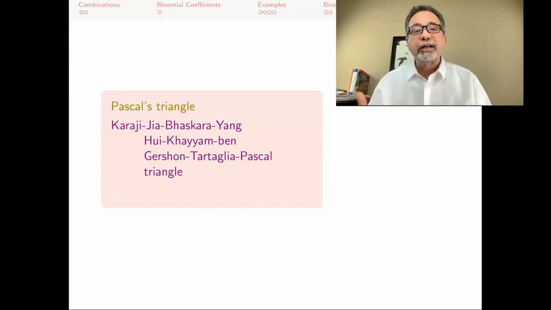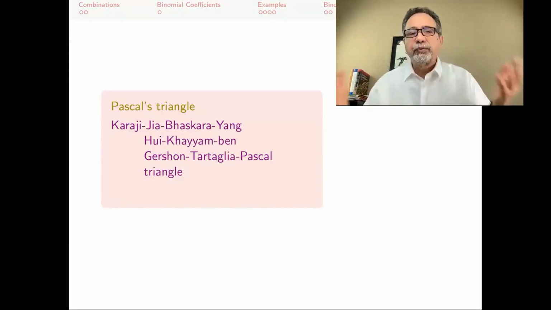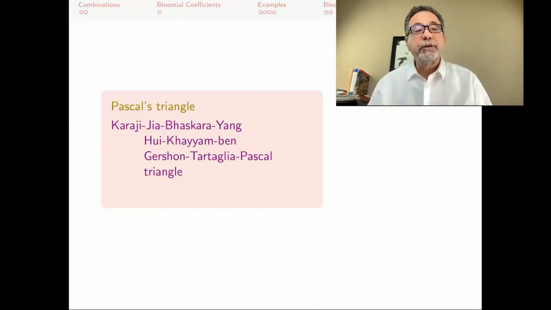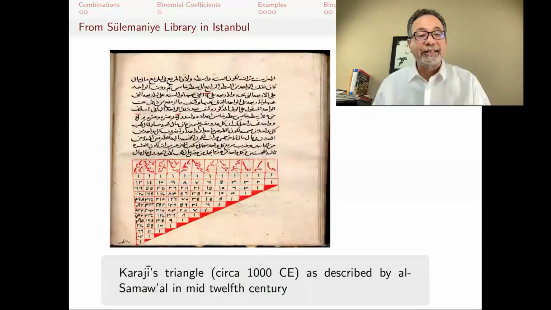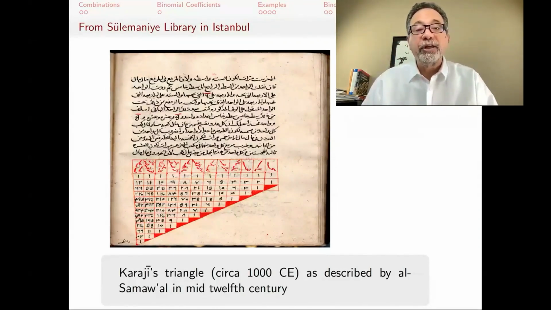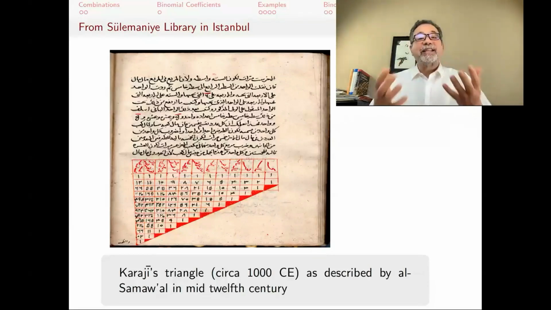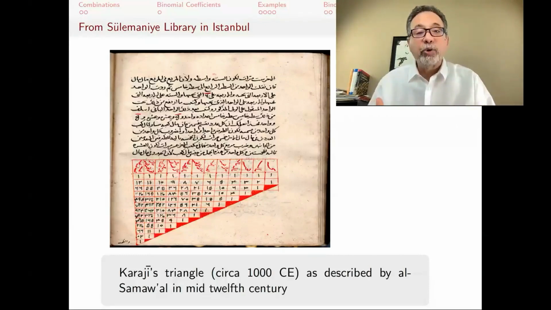In Iran, in China, in Northern Africa, in the wider Islamic world, in India, people were thinking about binomial coefficients, their properties, and in fact had the triangle. I tend to call it the Karaji-Jia triangle. The reason for that is there are two very nice triangles left from a long time ago. This one is from the Süleymaniye library in Istanbul. It's the triangle that was constructed by Karaji. His thesis does not survive, but Al-Samawal in the mid-12th century wrote a very nice thesis that describes it. And this is a copy of that.